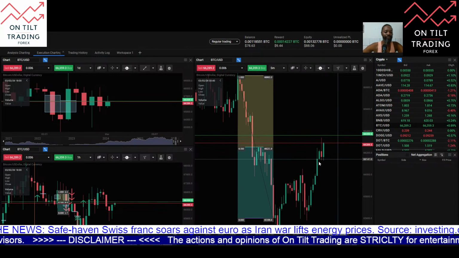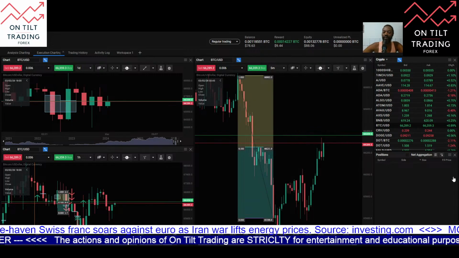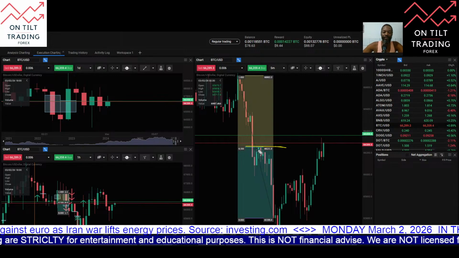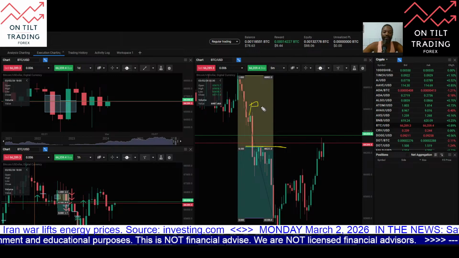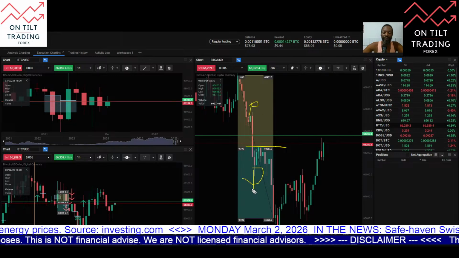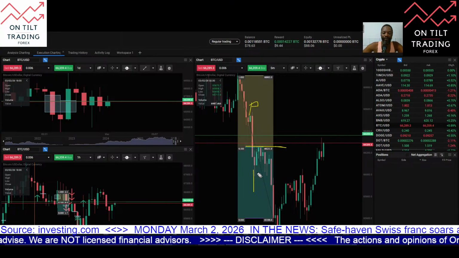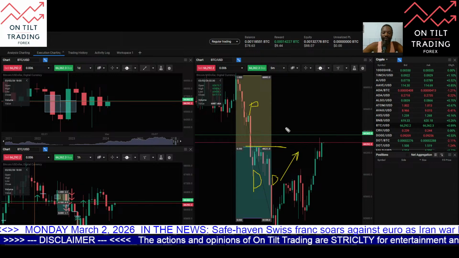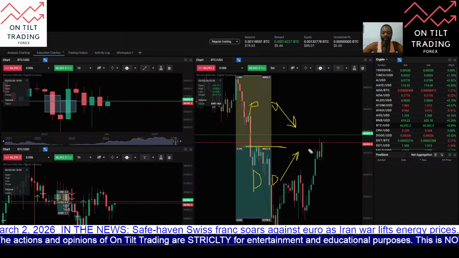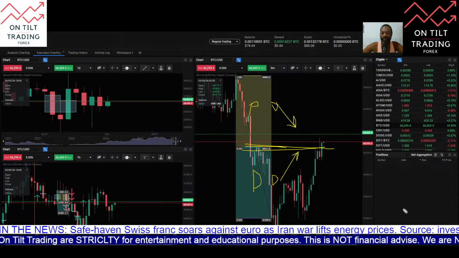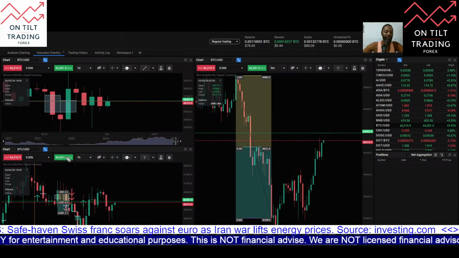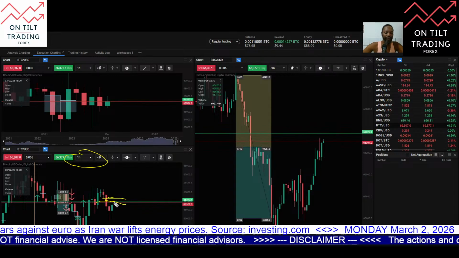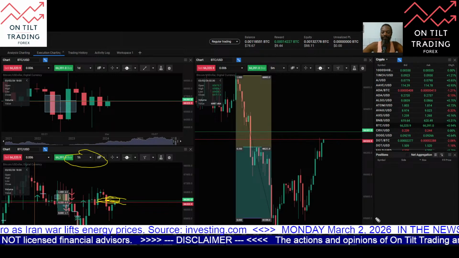Waiting for price to pull back, at least to the equilibrium level, to sell, being in an area of premium down here, this being an area of discount, or to buy here, this being an area of premium to sell. So now price just getting into an area of premium to sell here. Also wanting to see price action in this bearish fair value gap right here.